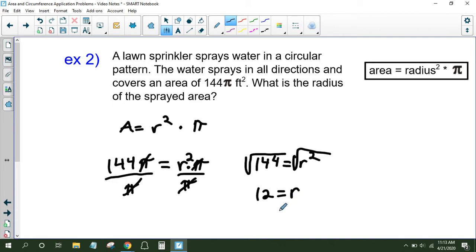12 is our radius, and we want to make sure that we put in our label. We're talking about feet, so it would be 12 feet equals our radius. Be careful, it's not feet squared this time because we're only talking about the radius itself, so just 12 feet. Let's go to the next example, example number 3.